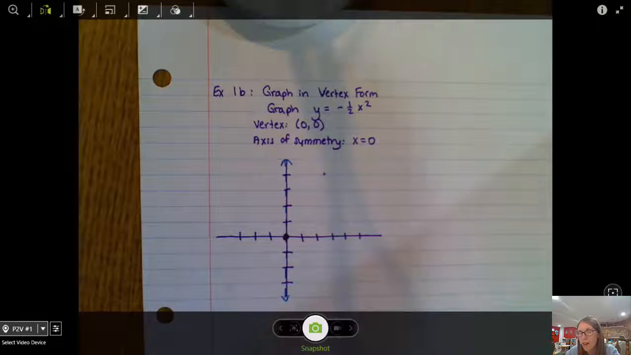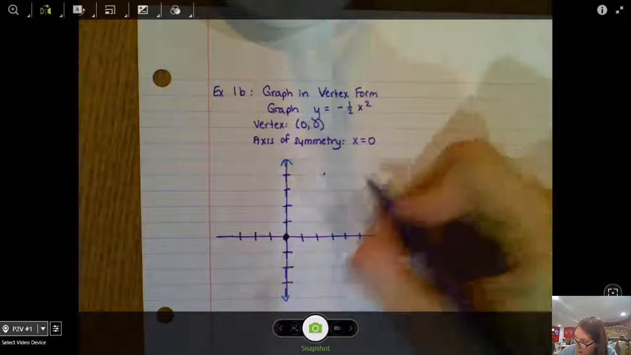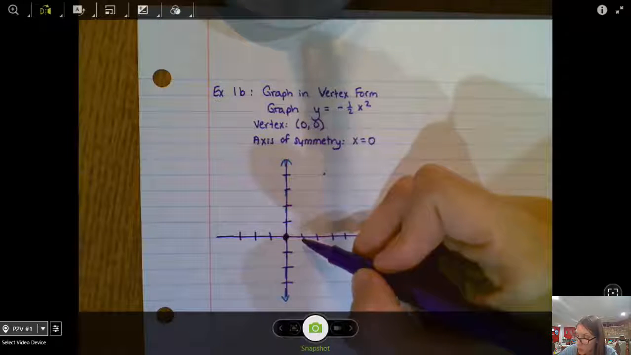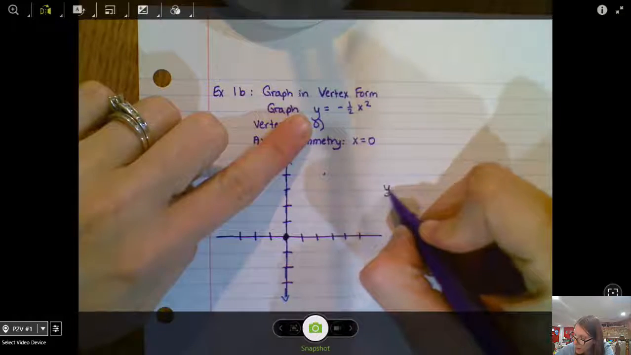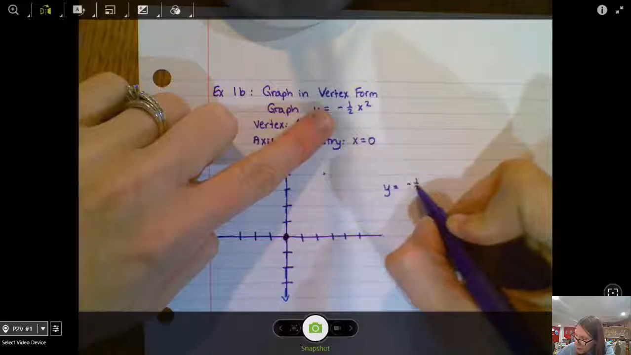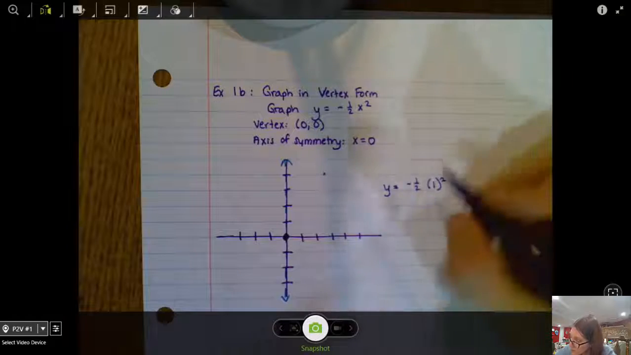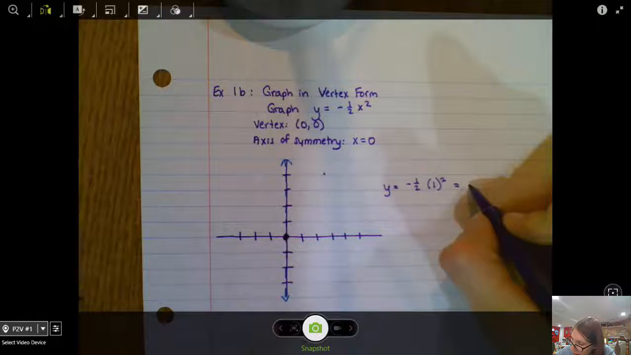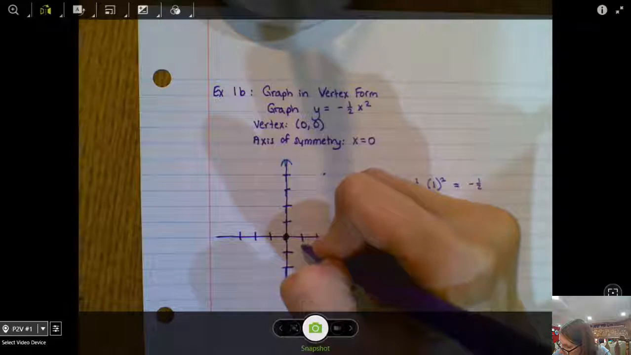After we get this figured out, to get our other points that are on our graph, this is where we can pick some other x values and plug them in. So I have our x value for 0 already. Let's use 1 and then maybe 2 also. Plug in here, y equals -1/2 times 1 squared. Well, 1 squared is 1. 1 times -1/2 is -1/2. So 1, -1/2 is a point on our parabola.